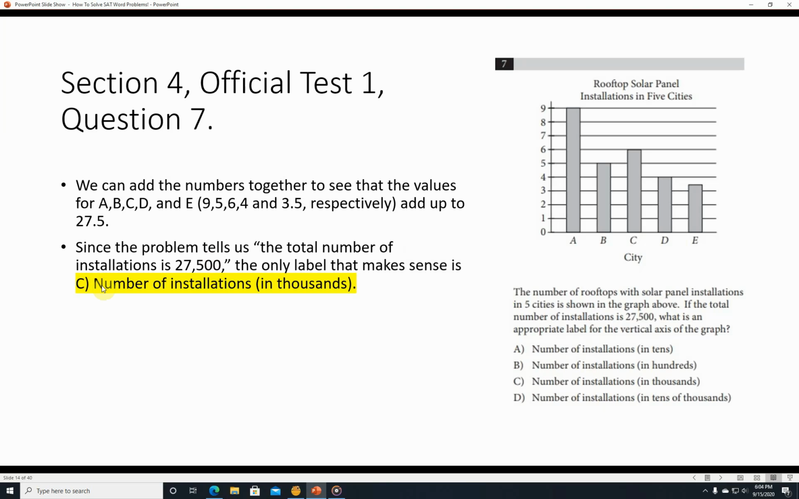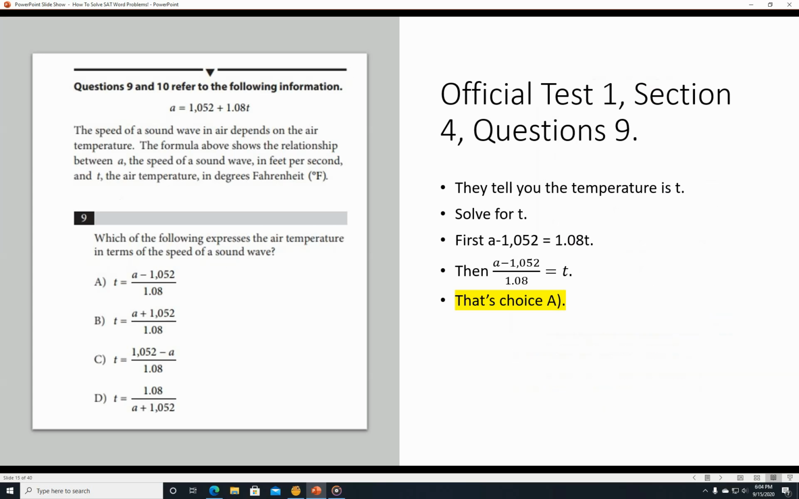So, since the problem tells us the total number of installations is 27,500, the only label that would make sense is C, the number of installations in 1,000, since you'd multiply 27.5 times 1,000 to get 27,500.